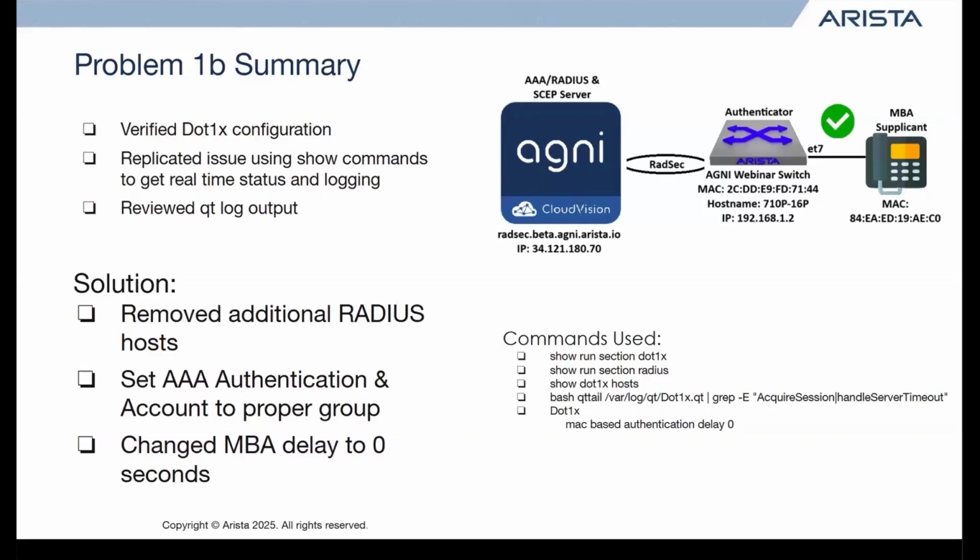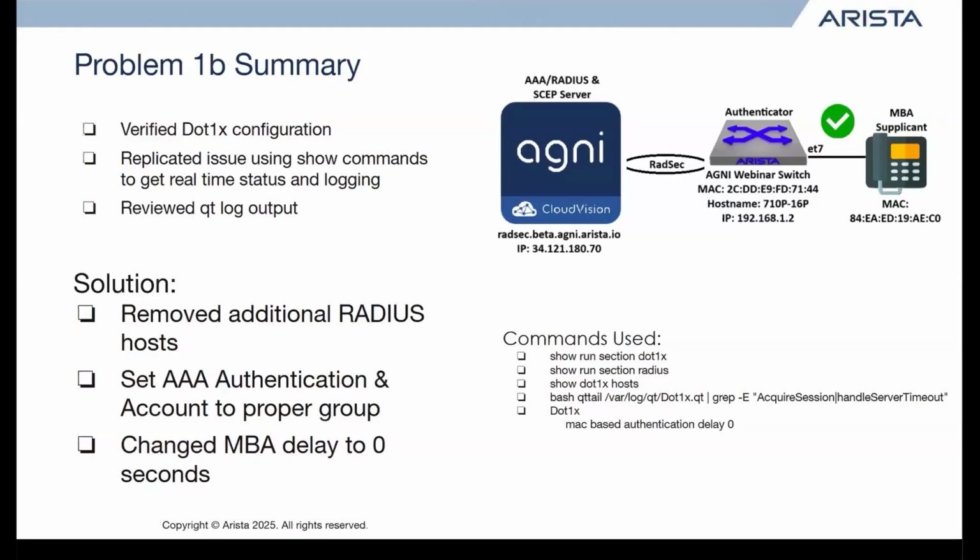To confirm that the additional radius entries were the reason for the delay, we replicated the issue a second time with live output from the .1x Qt log. Here, we were able to see the switch trying each radius host individually and timing out one by one until finally reaching the AGNI entry, at which point the supplicant authenticated.